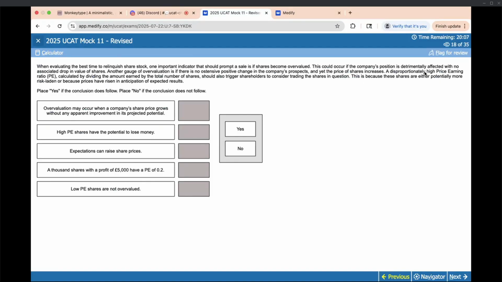Disproportionately high percentage. It doesn't talk about. There's no. Oh, did not some positive change in company process and enterprise. So that's true. Any apparent improvement? Yes, if the price has increases. So yes. Risk laden. So that's true. Extending can raise price. That's true. $1,000 a P of 0.2. That's 5,000 divided by 1,000.